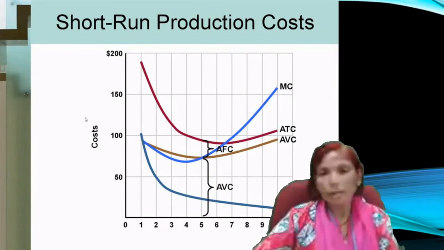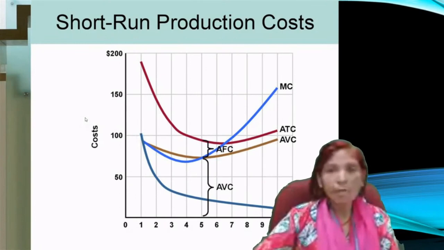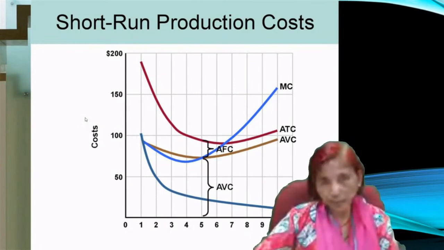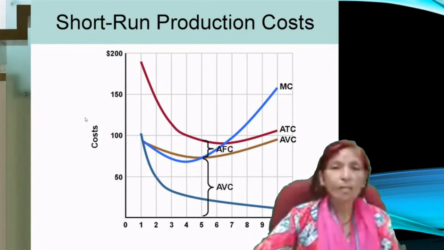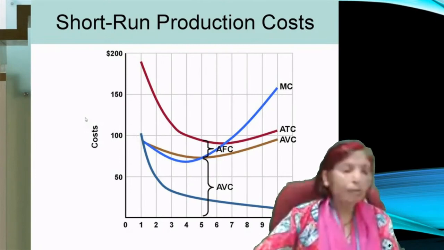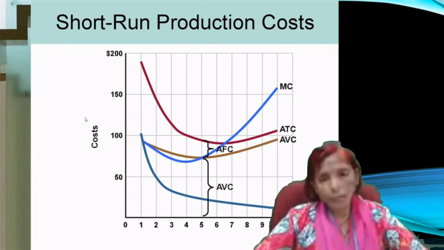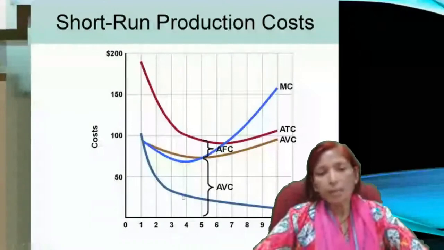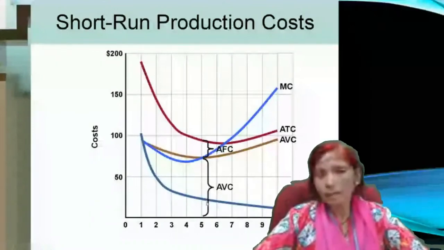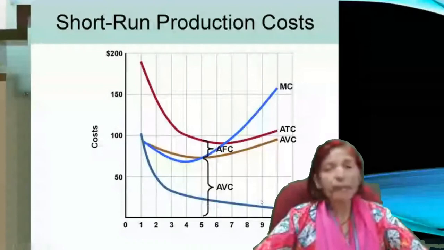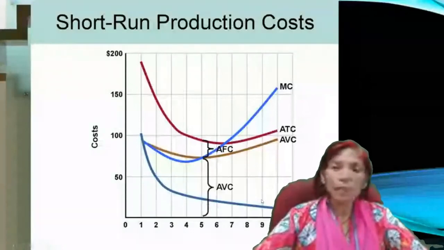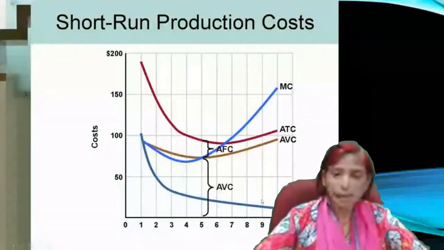So average fixed cost is the per unit cost of fixed factors, and the average fixed cost curve is always a rectangular hyperbola, a downward sloping curve from left to right. The AFC curve is a downward sloping curve. It may come parallel to the x-axis, but never intersects the x-axis, never touches the x-axis.